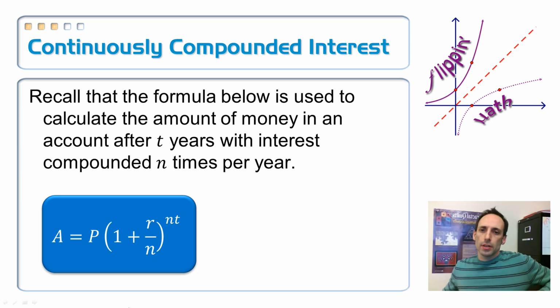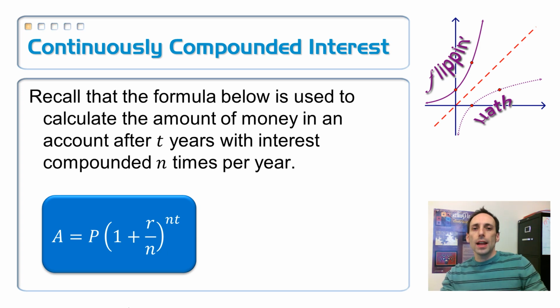So now let's look at compound interest in a different light. As we saw, the more times that you compound it, the more money you're going to get in that account, the more interest you're going to get. Now, the problem is, of course, that you reach a limit. You can't increase forever.